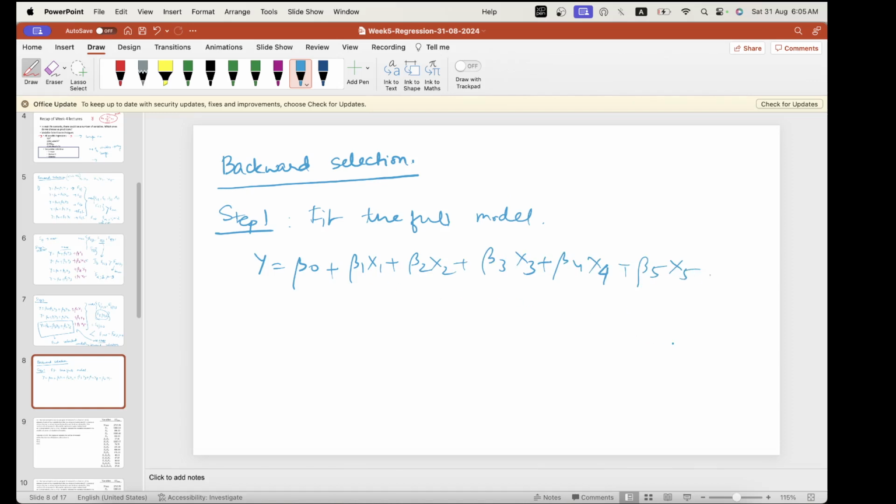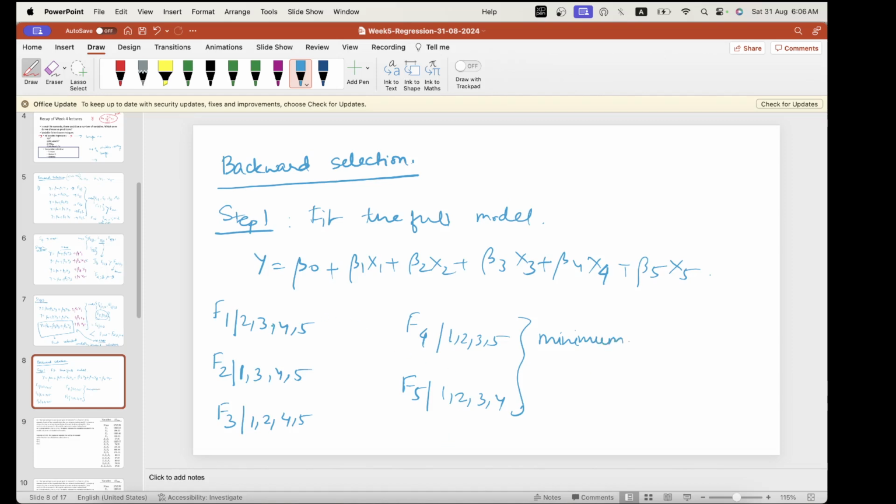So we fit the full model, and then we find out the significance of each of these given the others. First we find out f1 given 2, 3, 4, 5, then f2 given 1, 3, 4, 5, then f3 given 1, 2, 4, 5. Then we find out f4 given 1, 2, 3, 5. And finally f5 given 1, 2, 3, 4. So we find this out, and then we take a minimum.